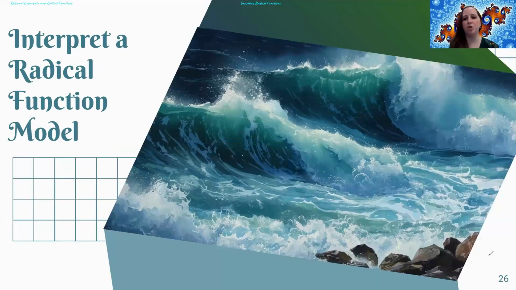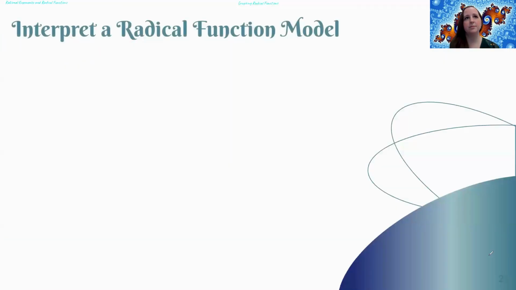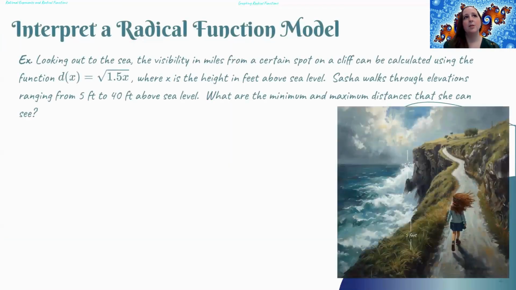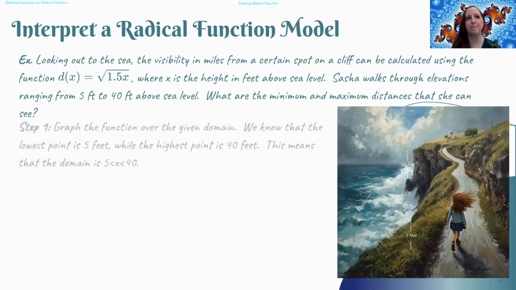Interpret a radical function model. Looking out to the sea, the visibility in miles from a certain spot on a cliff can be calculated using the function d of x equals the square root of 1.5x, where x is the height in feet above sea level. Sasha walks through elevations ranging from 5 feet to 40 feet above sea level. What are the minimum and maximum distances that she can see?